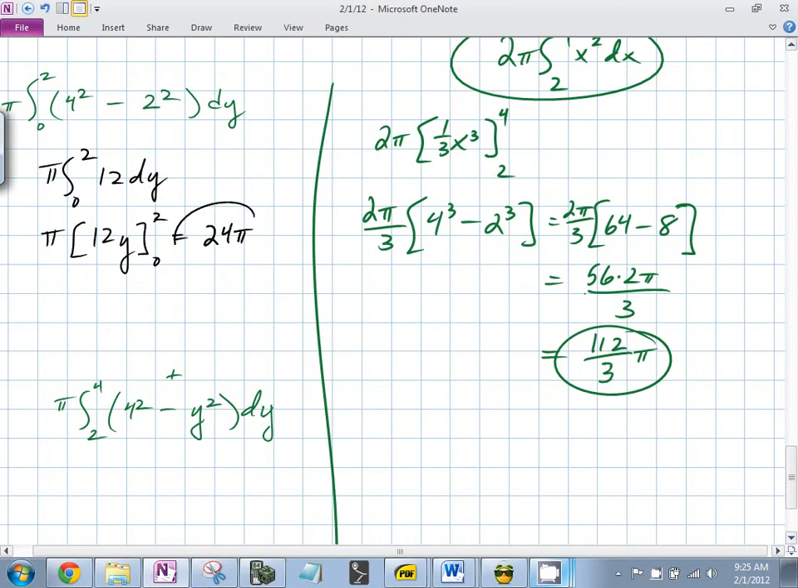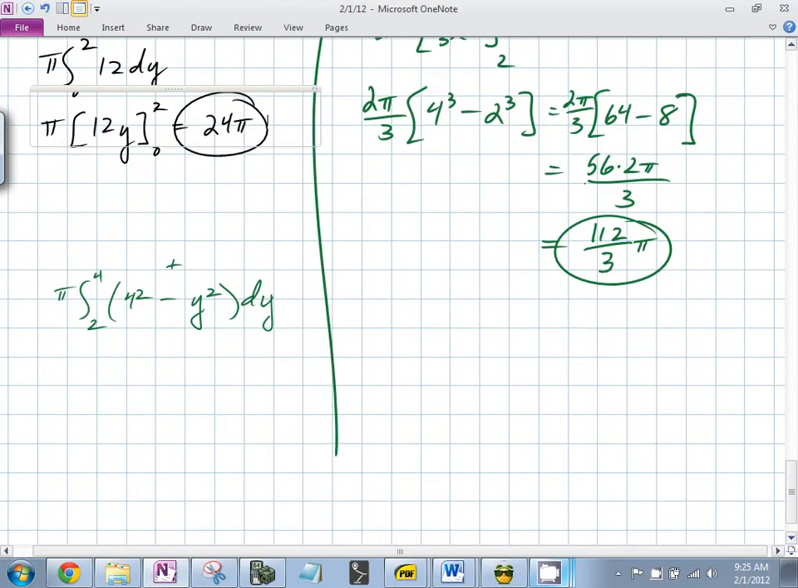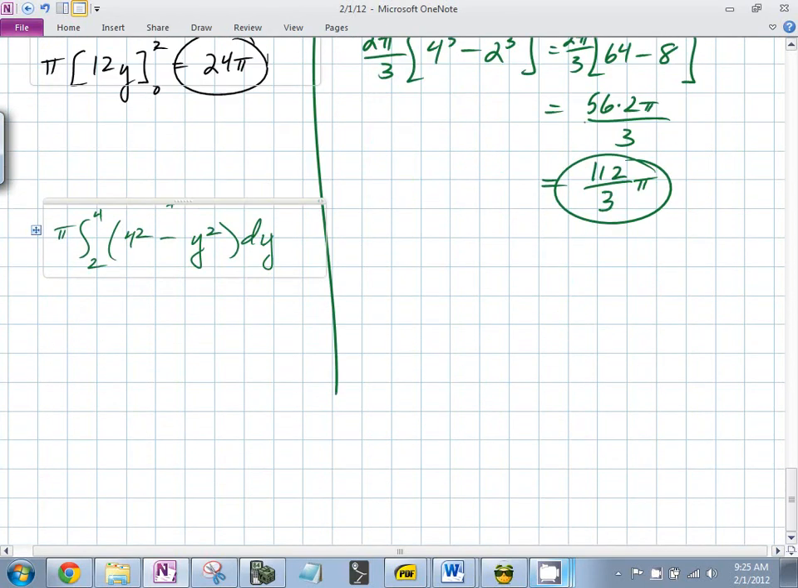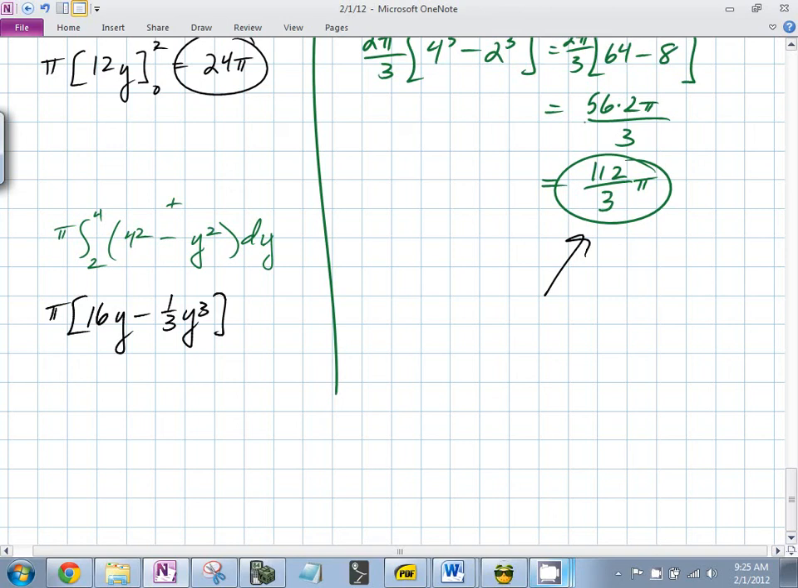Is that correct? Okay. Is that bigger than that yet? No, so at least we're underneath that value, right? At least we haven't surpassed it, and we're adding things together, so it's good. So far, I'm feeling okay. So let's keep going here. So we have pi times 16y minus 1/3 y cubed from 2 to 4.